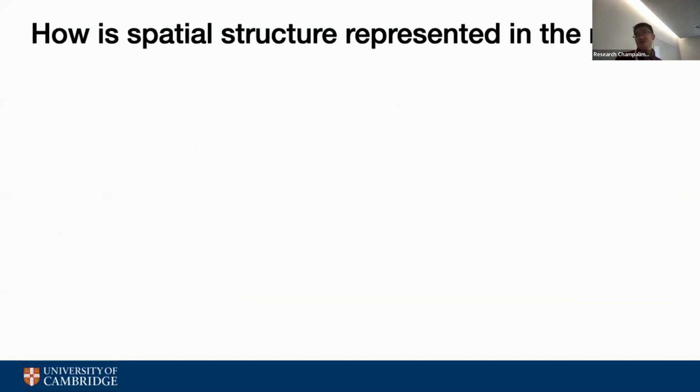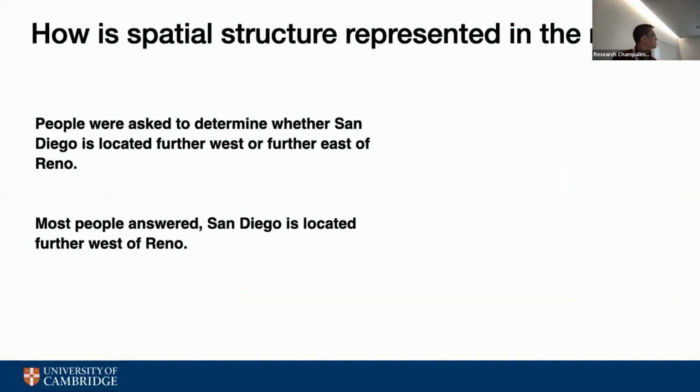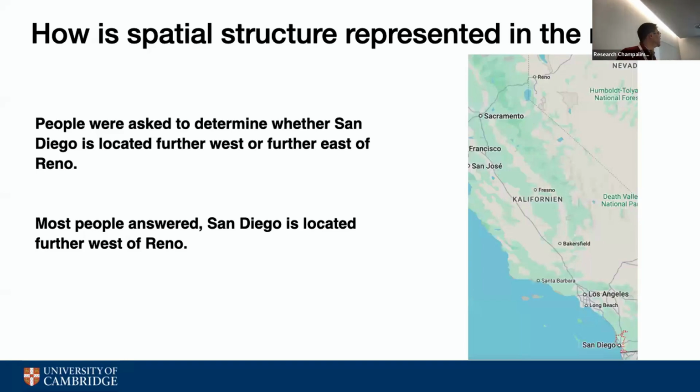There are sufficient psychological experiments on this topic. For example, people were asked decades ago, in the 1970s, what is the relation between San Diego and Reno. Most people make a mistake. They say San Diego is located further west, but it's wrong. What's the reason? Psychologists try to find the mechanism behind. So error for them is a window to explore how the mind works.